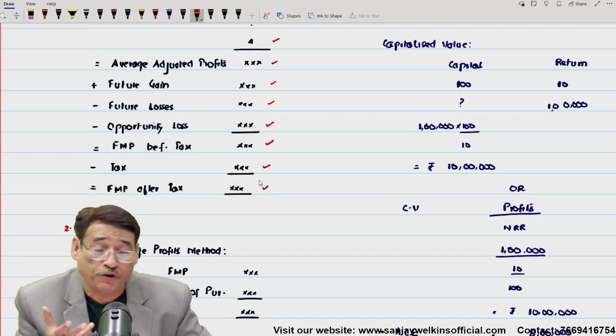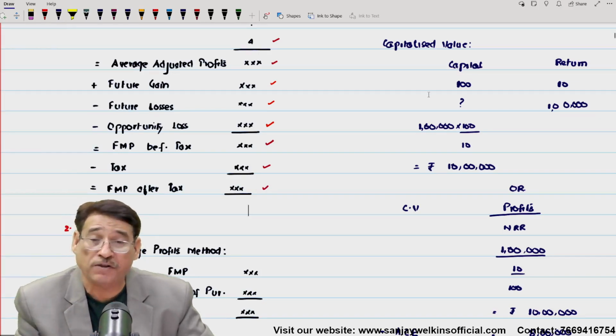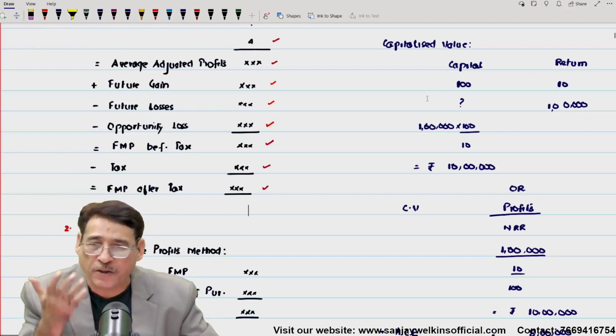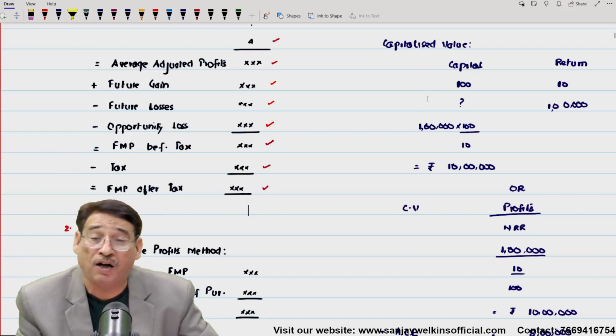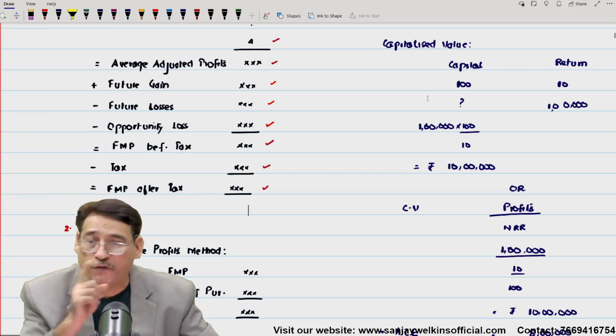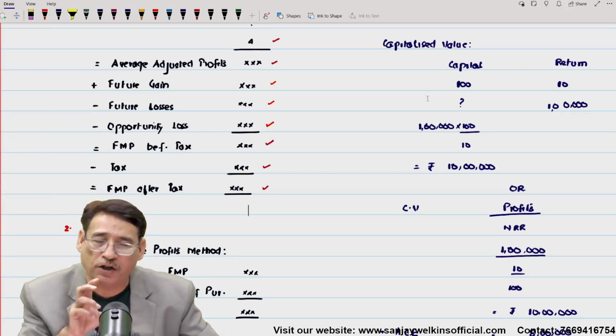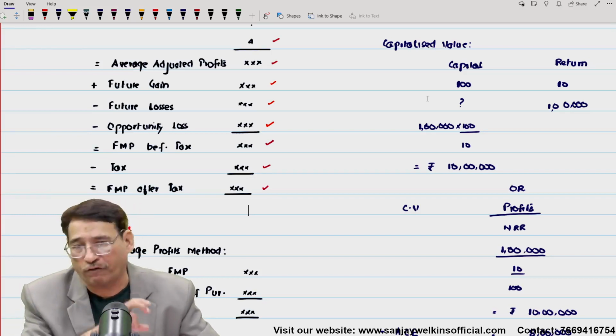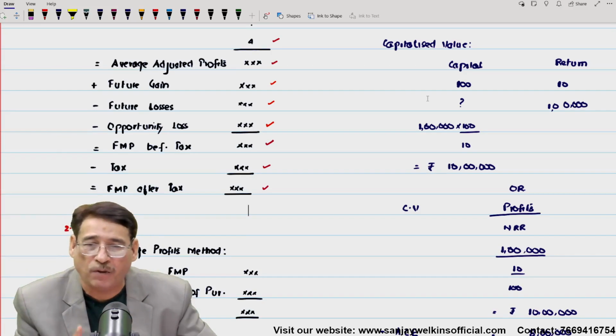Now, what future maintainable profits are? By now, you must have understood it quite clearly that future maintainable profit simply reflects the capacity of this particular firm to earn profits, per year profits in future, after taking into account normal circumstances, both past one and the future one. So this is what we mean by future maintainable profits. Is it clear to you or not? Is it clear? Fine.